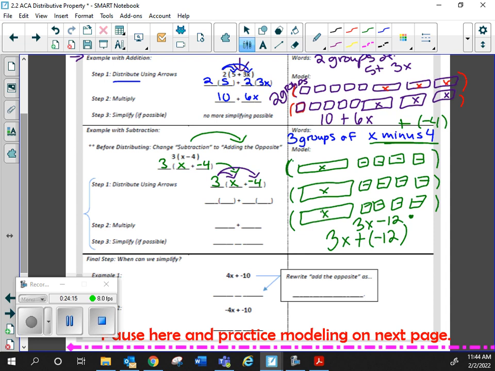Those arrows are a visual reminder. Did you do this one? Did you do that one? Check. Okay, and I'm just going to rewrite that. 3 times X, and then I'm going to do 3 times negative 4.